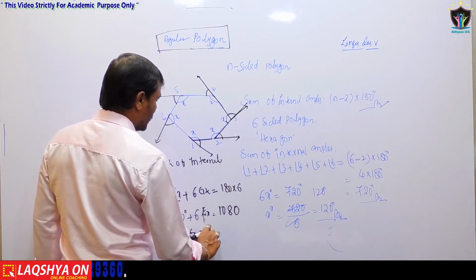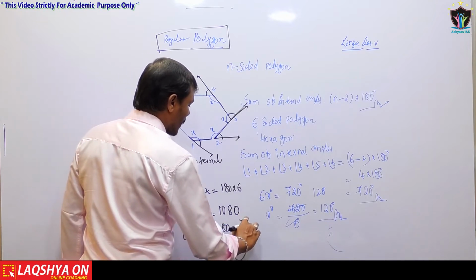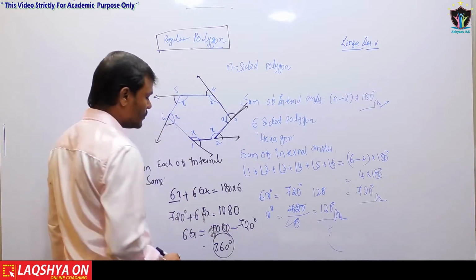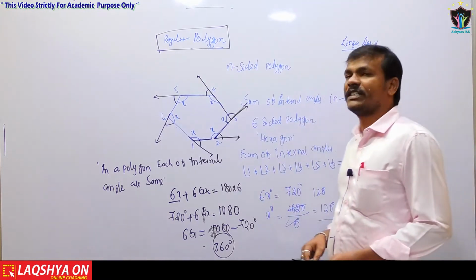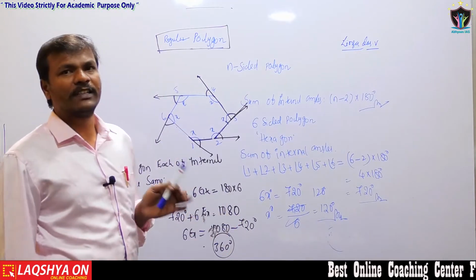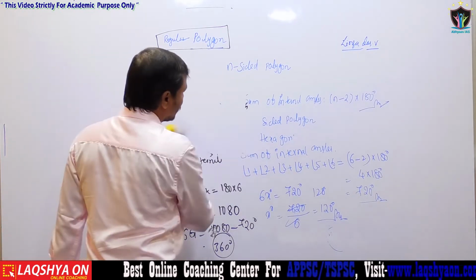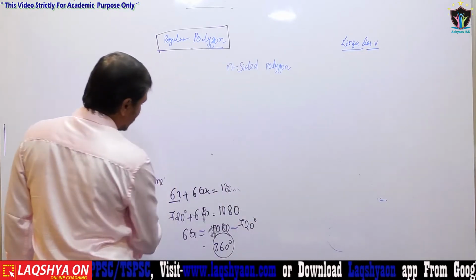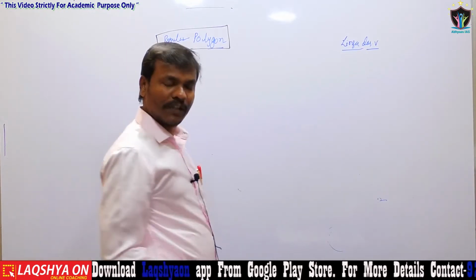So the sum of 6 exterior angles is 1080 minus 720, that is 360 degrees. So in a hexagon, the sum of exterior angles is 360. Not only in a hexagon, in all polygons, the sum of exterior angles is always 360. So let's take the main points. In polygons, we can form interior angles and exterior angles.